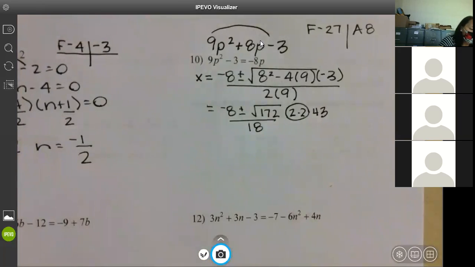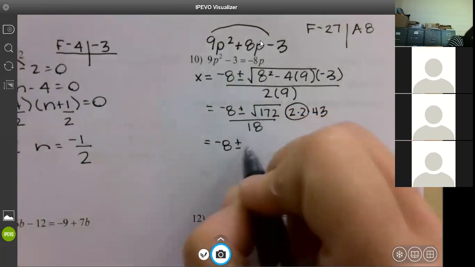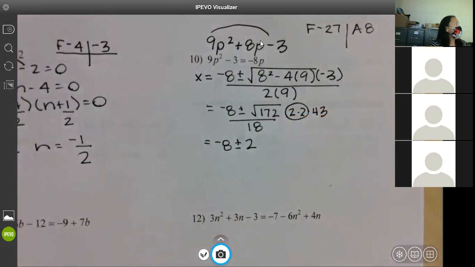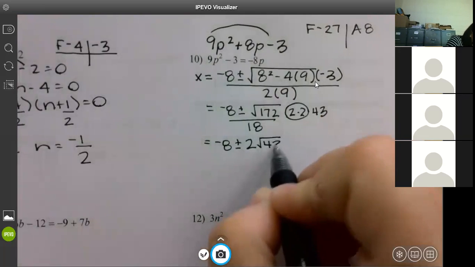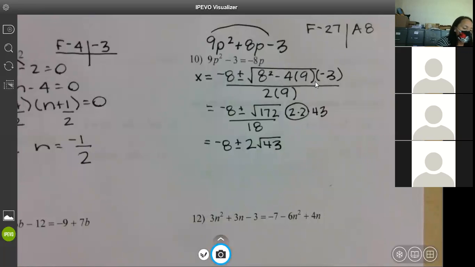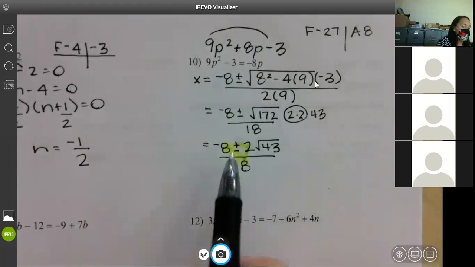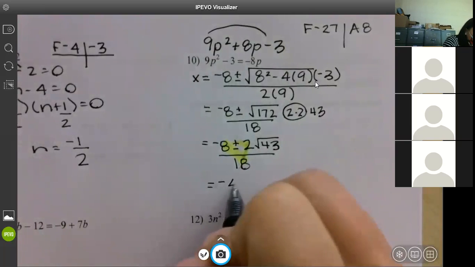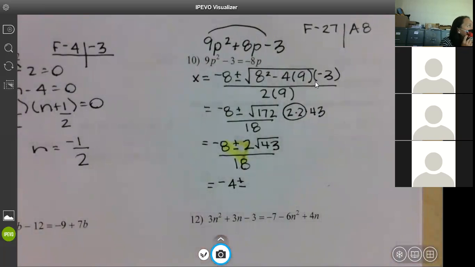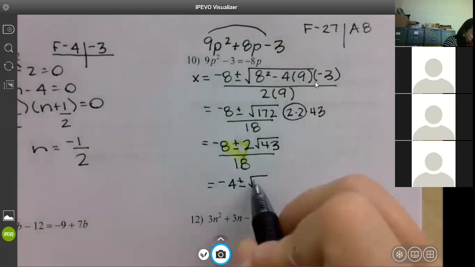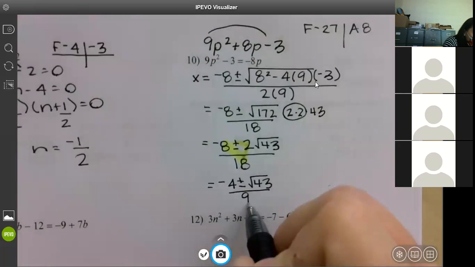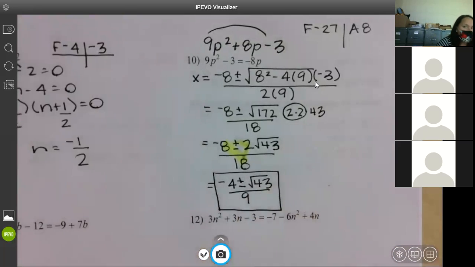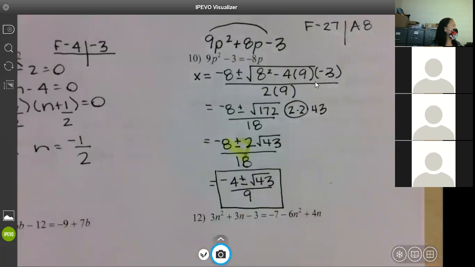Okay, so this is what it's going to look like now. Negative 8 plus or minus, I had a pair of 2s. I only bring 1 out because the square root of 4 is 2. I left the 43 uncircled, and then underneath I have 18. The very last step is to check the triangle of numbers. The square root is not touched anymore. Once you reduce it, it's done. What are all of these divisible by? 2. So I get negative 4 plus or minus. I do not need the 1 in front of the square root. If you put it, that is perfectly fine. And then 18 divided by 2 is 9. This is your final answer. An answer like this means you could not factor it. There's no way you could have factored this.